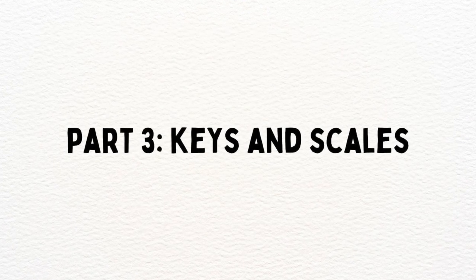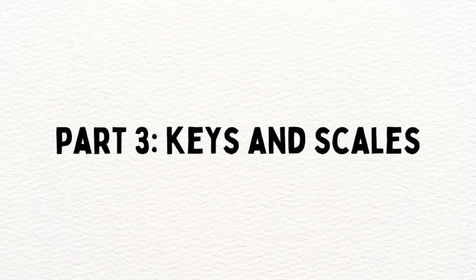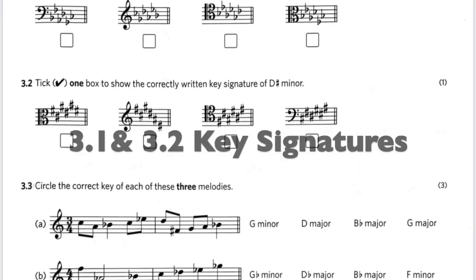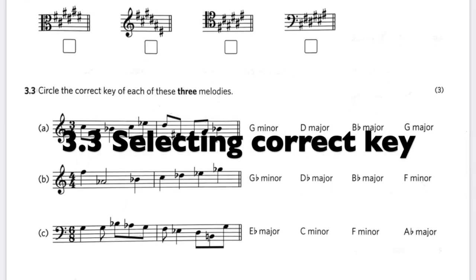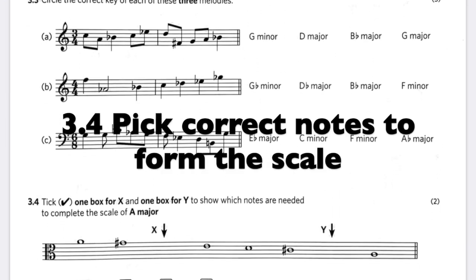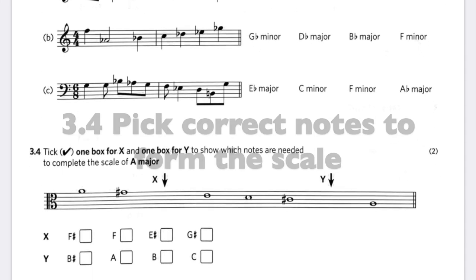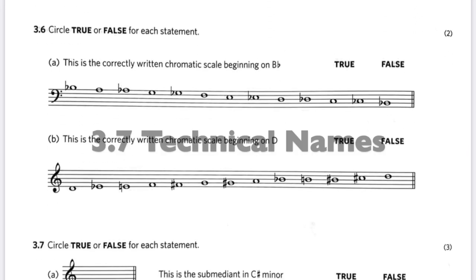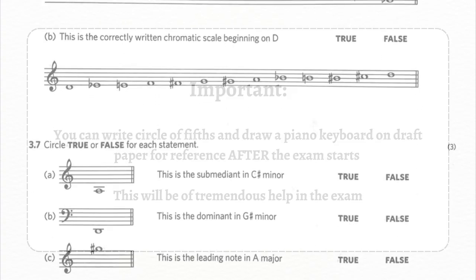Now we'll start with Part 3, keys and scales. Here's an overview of the questions. 3.1 and 3.2, key signatures. 3.3, selecting the correct key. 3.4, pick the correct notes to form the scale. 3.5, pick the correct clef to form a minor scale. 3.6, chromatic scales, and 3.7, technical names.